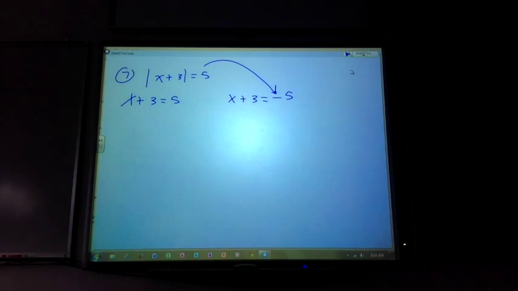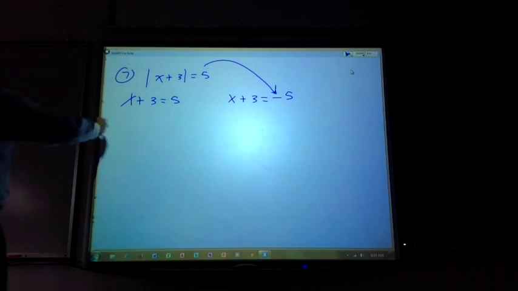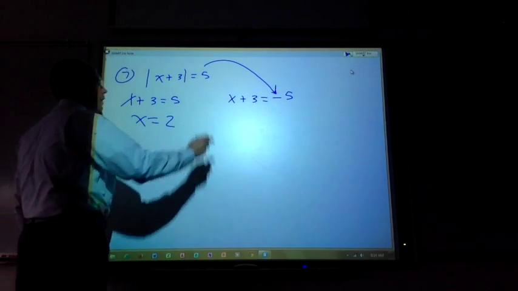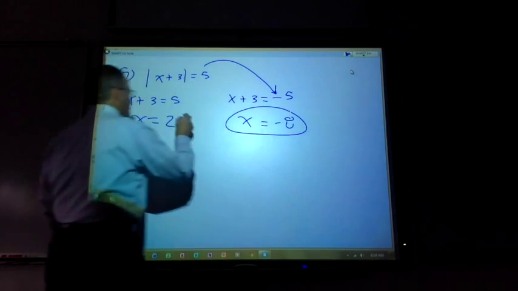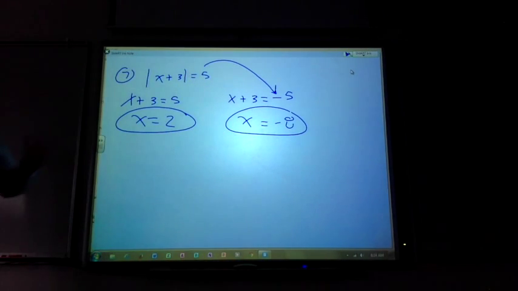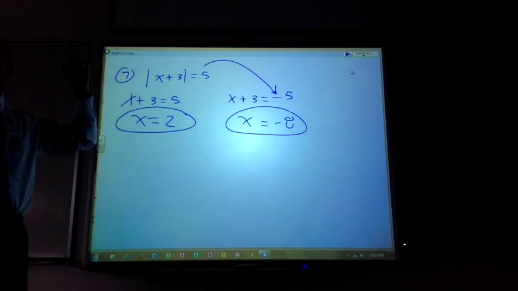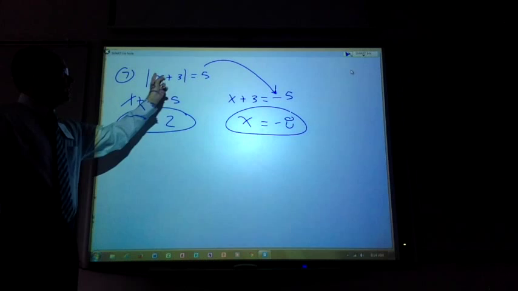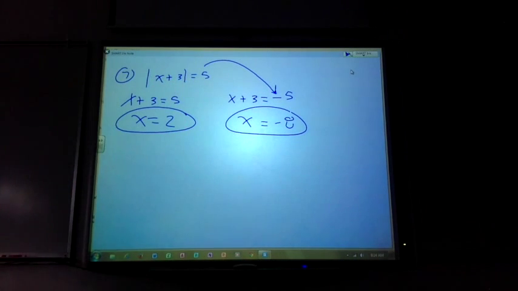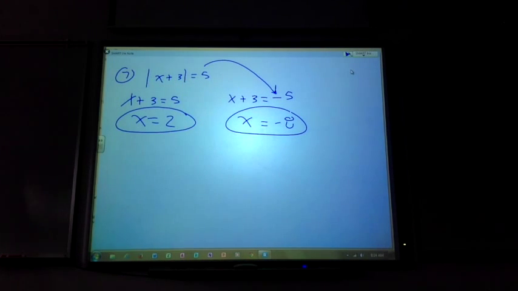The reason that works is because you can have a distance on either side, and the absolute value is the distance, and that's positive. So from here I'm going to subtract 3, so I get 2 for an answer. I subtract 3 here, I get negative 8 for an answer. Both of those answers will work. If you plug them in, they will work. 2 plus 3 is 5. Absolute value of 5 is 5. Works. Negative 8 plus 3 is negative 5. Absolute value of negative 5 is also 5.